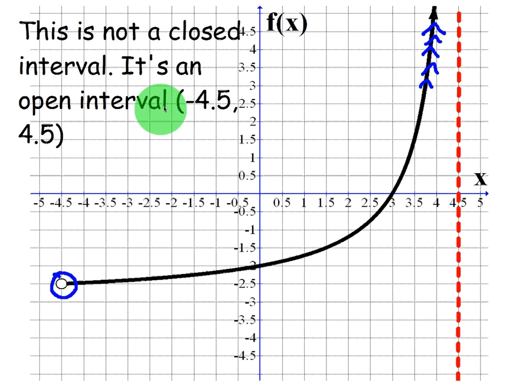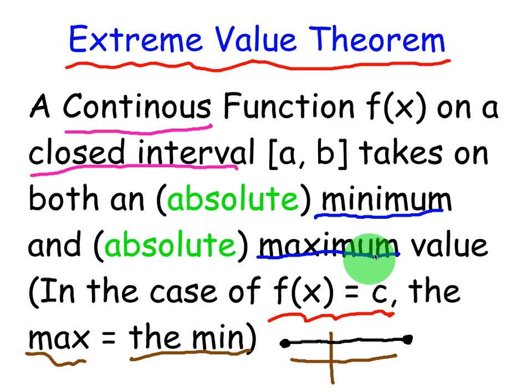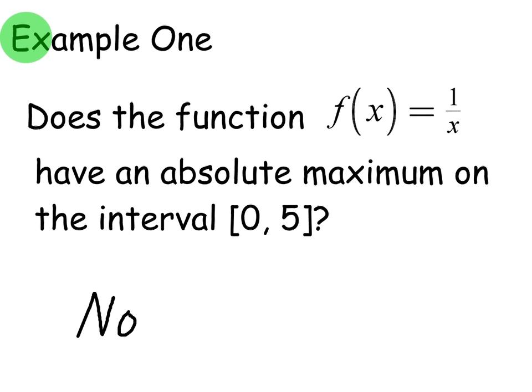These are all situations where the extreme value theorem doesn't apply. So again, make sure it is a closed interval and make sure it's continuous. As long as that's true, it's going to take on an absolute minimum and an absolute max. So let's go ahead and do some examples. Does the function f of x equal 1 over x have an absolute maximum on the interval 0 to 5? Well, we've already written the answer no, but let's actually talk about why that is.